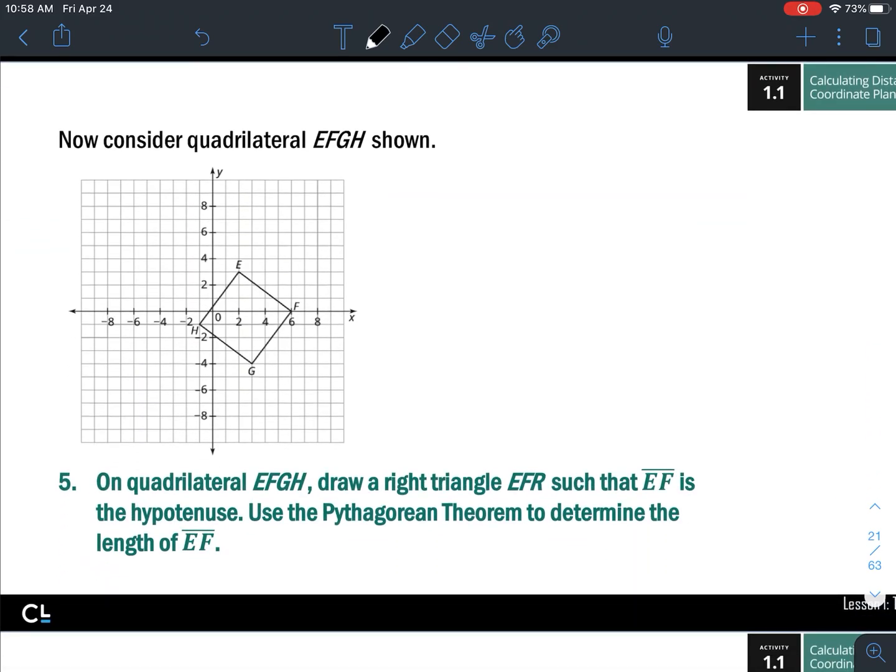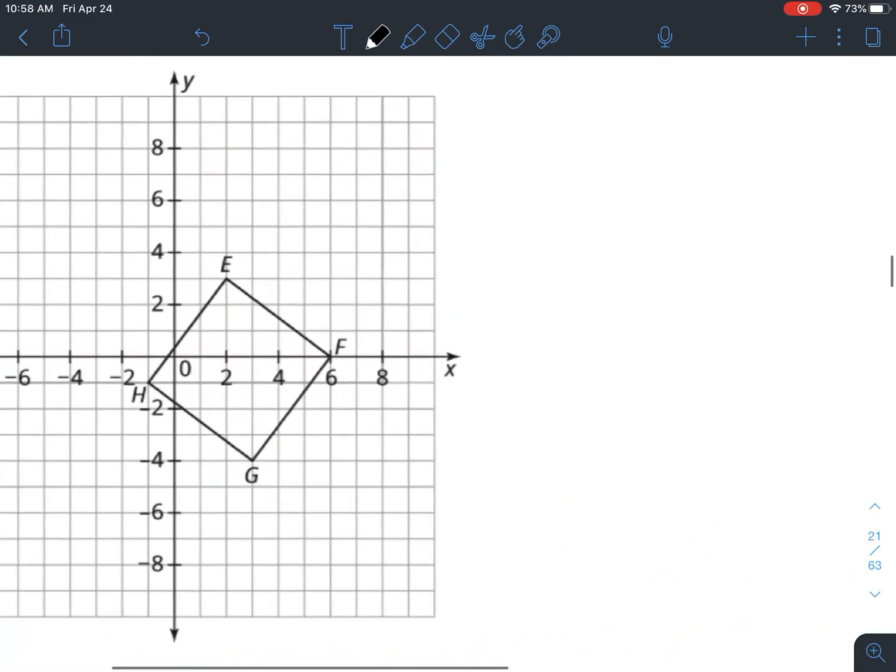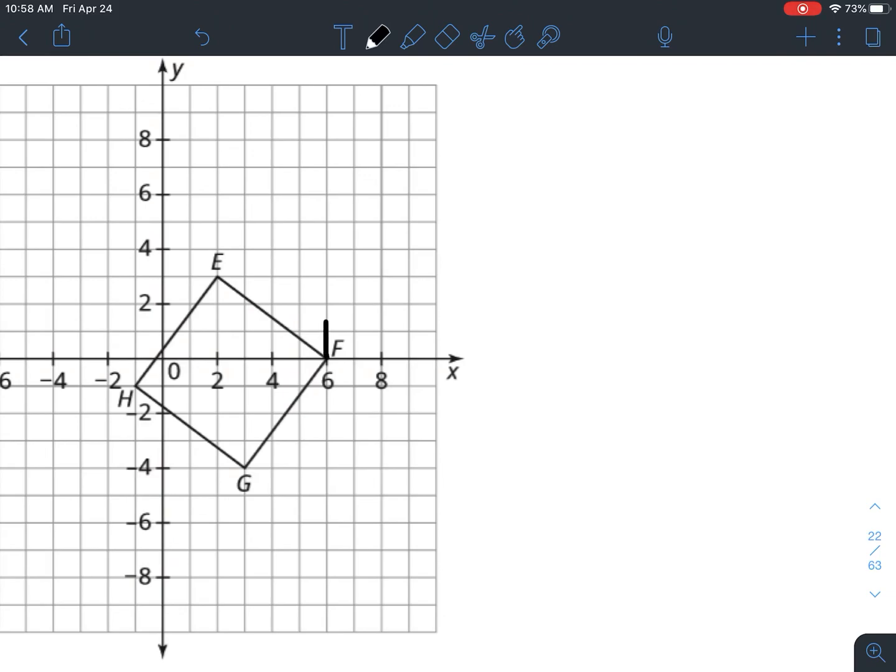And the last one we'll do for today, on quadrilateral EFGH, draw a right triangle EFR such that line segment EF is the hypotenuse. Use the Pythagorean theorem to determine the length of EF. So essentially they want us to draw a right triangle. So we're going like this, up here, over here, and we're going to write this as R. And we can count and see that 1, 2, 3, 4 spaces are here, and there's 1, 2, 3 spaces here. And we need to find out what this is here. So it's the same thing we did in the beginning.